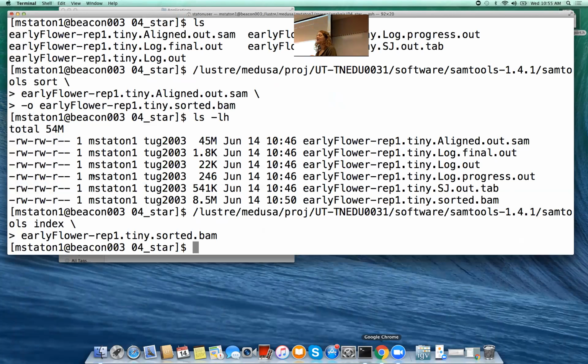I've already got the files, but I'm going to show you guys how to secure copy the files. So I would do scp, mstate1, login.beacon.nix.utk.edu, colon. The colon always goes between the name of the server and the full path to your resource, the file you actually want.